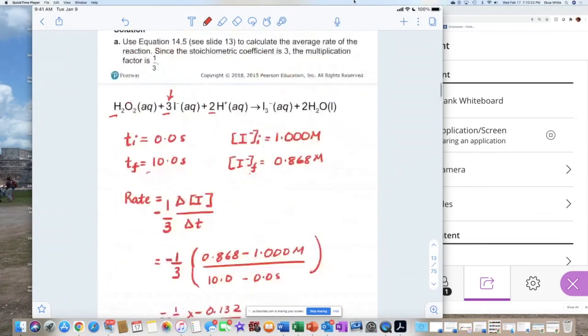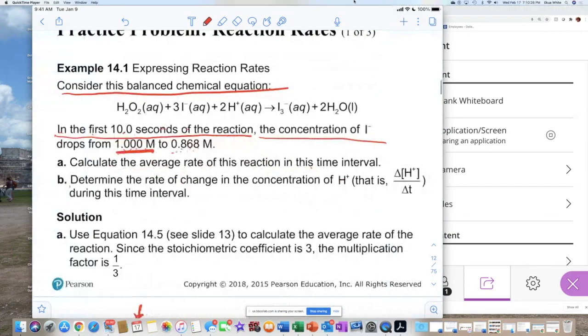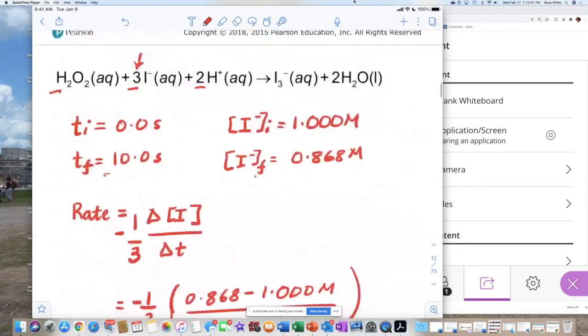Okay, so here with this question, the second one, determine the rate of change in the concentration of H plus. So we are trying to find H plus alone, not the whole reaction. Here it was the whole reaction. Here is H plus alone. So H plus is a reactant, so we know it's going to decrease with time, right? They tell you that is delta H over delta T during this time interval.